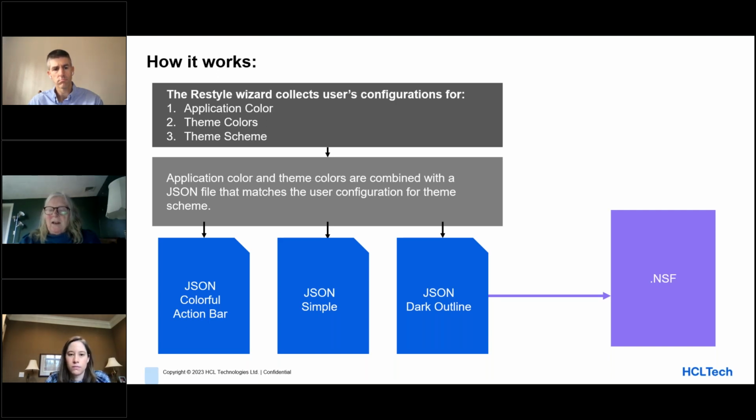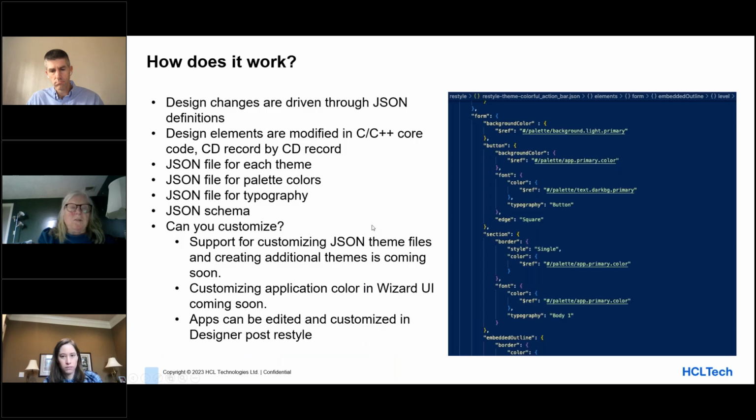We have decided that an NSF is both the most secure and the most flexible way to handle customization. So as of 106, these files have moved into that. We have palette JSON files, typography JSON files, and JSON files for each of the colorful action bars, simple and dark outline, and we programmatically combine them to make the color changes. This is an example of what the JSON file would look like. Notice the references to other JSON files, the palette and background like primary, like Emmy was talking about.